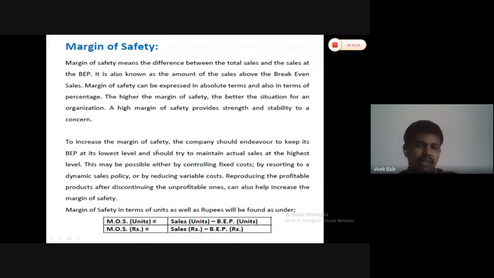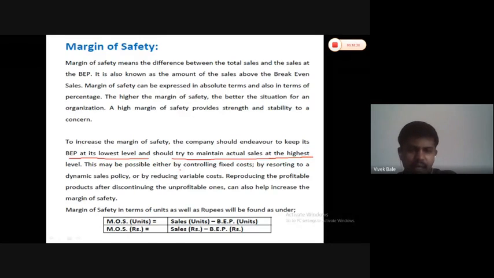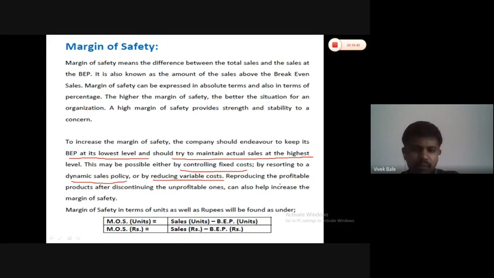To increase the margin of safety, the company should keep its break-even point at the lowest level and try to maintain the actual sales at the highest level. So therefore, by controlling the fixed cost, by resorting to sales policy, or by reducing the variable cost, this can be done and margin of safety can be increased. Reproducing the profitable products after discontinuing the unprofitable ones can also help to increase the margin of safety.